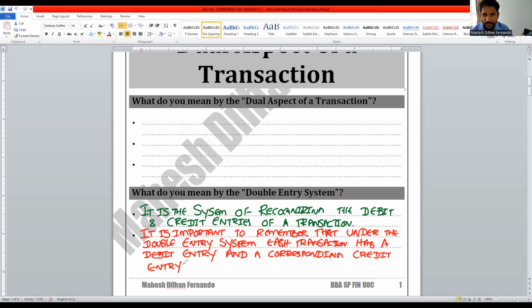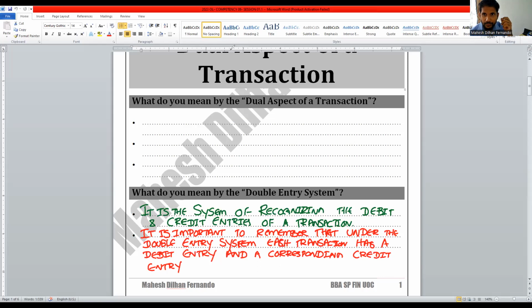It is the system of accounting, the system of recognizing the debit and credit entry of a transaction. That is what you mean by a double entry system. It says again, under this system, every transaction has a debit entry and a corresponding credit entry. Corresponding means for the same impact. Let me take you to the presentation again.